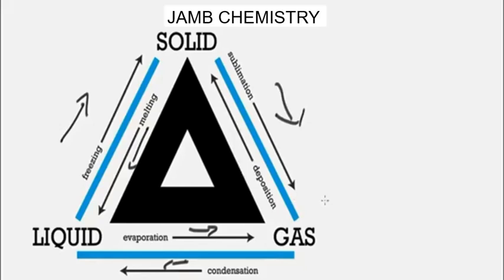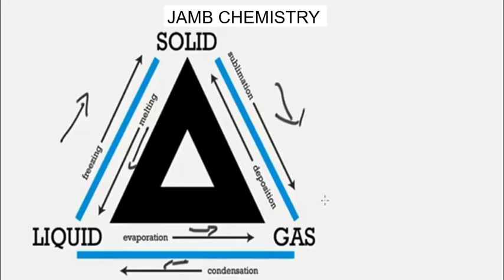So these are the changing states of matter you have to know about for your chemistry. You need to know what these terms are, what each change is called: freezing, melting, evaporation, condensation, sublimation, deposition.